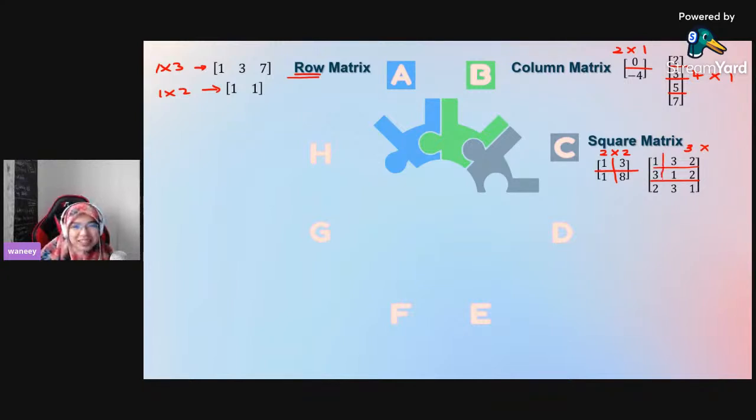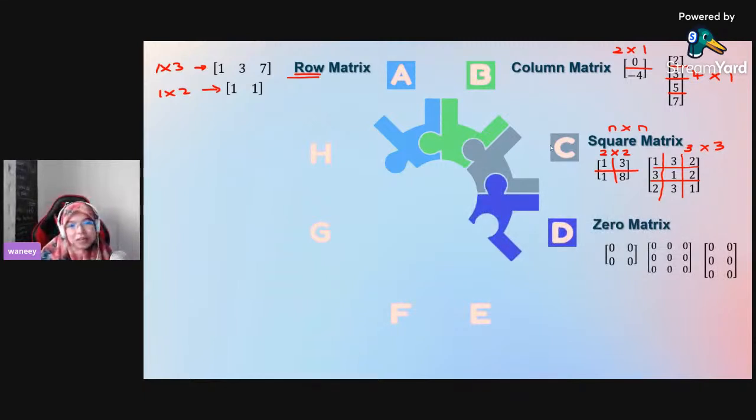Okay, 1, 3, 2. So that is the first column. 3, 1, 3, 2, 2, 1. So that is also 3 columns. So we got 3 rows and 3 columns. So this is also known as the square matrix. So n by n. So the number will be the same. So that is the third type.